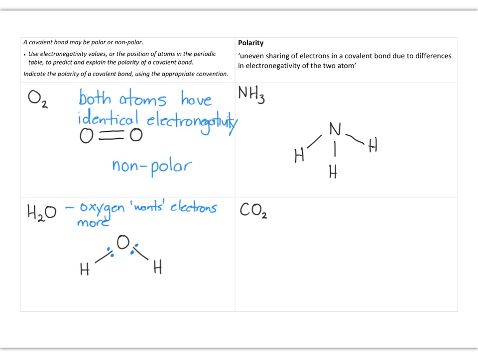And the way we show this is we put this little delta symbol, which means a slight or a partial negative charge next to the oxygen, and we put the little delta here with a plus to show that the hydrogen has a slight positive charge, and obviously both hydrogens have that slight positive charge.